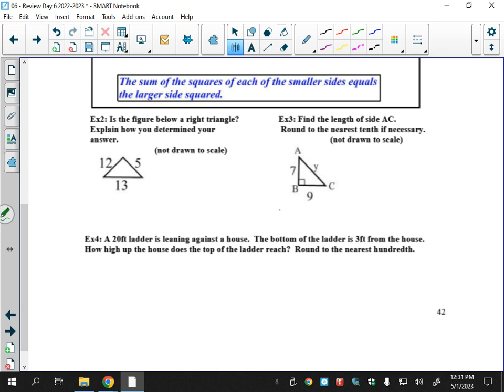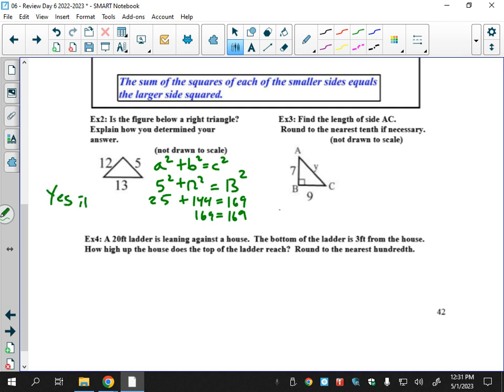Look at, do these side lengths form a right triangle? So we're going to use our Pythagorean theorem. A squared plus B squared equals C squared, where A and B are our legs, so our two shorter sides. We'll do 5 squared plus 12 squared, and look to see, is that equal to our hypotenuse squared, 13 squared. 5 squared is 25, 12 squared is 144, 13 squared is 169. So 25 plus 144 is 169, so they are equal. So yes, it is a right triangle.